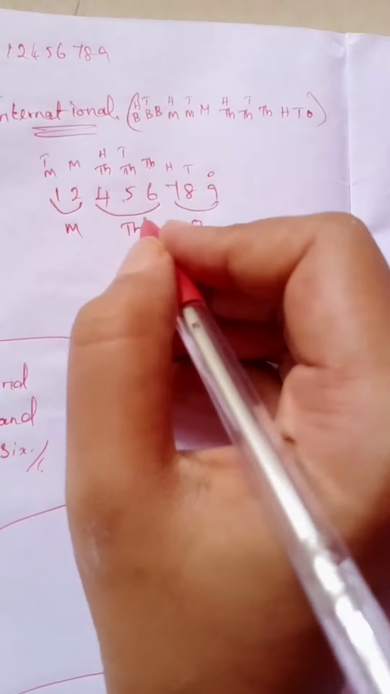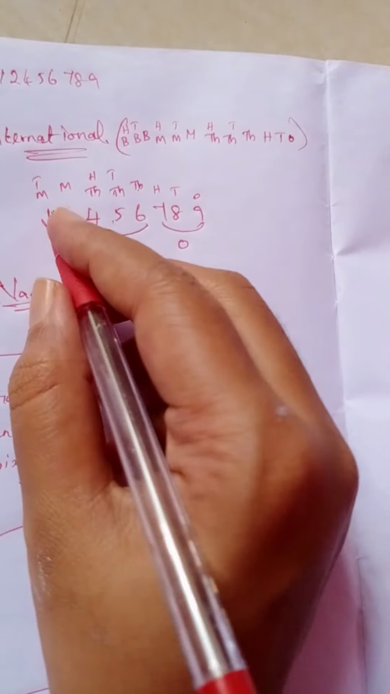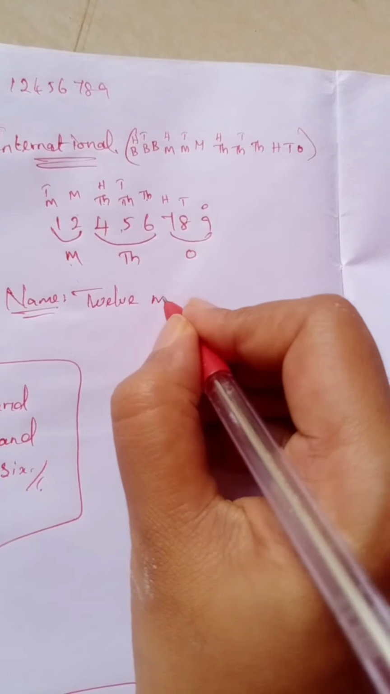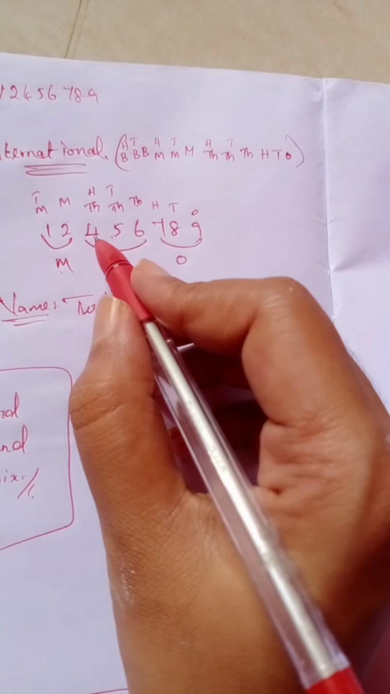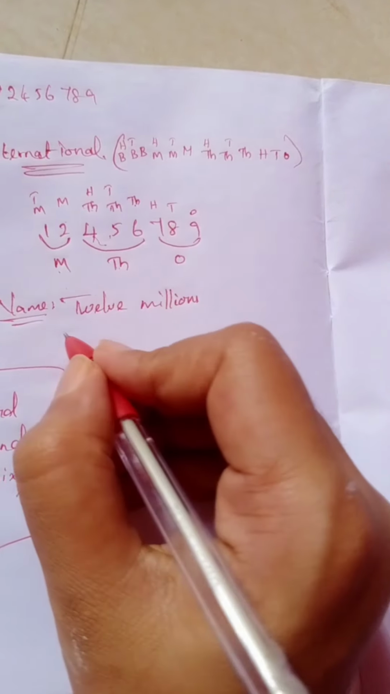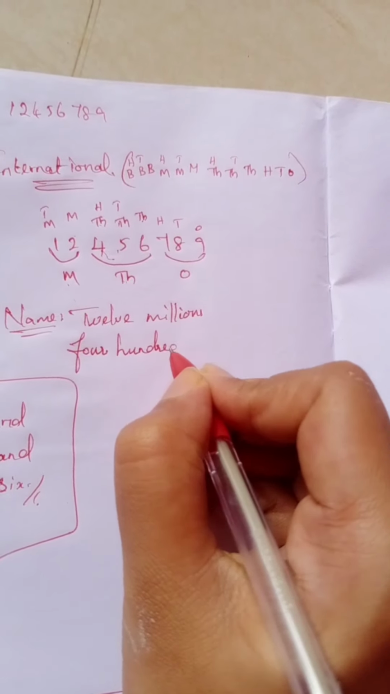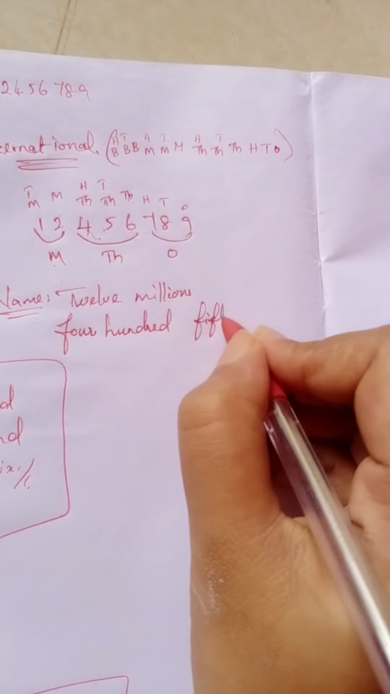So students, remember that in international system each family has 3 members. Okay, now let's try the number name. 12 at million family, so 12 million, and 456 at thousands family, so 456,000. Then 789 at ones family, so 789.